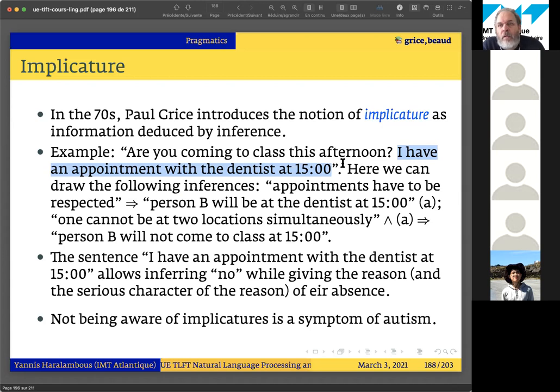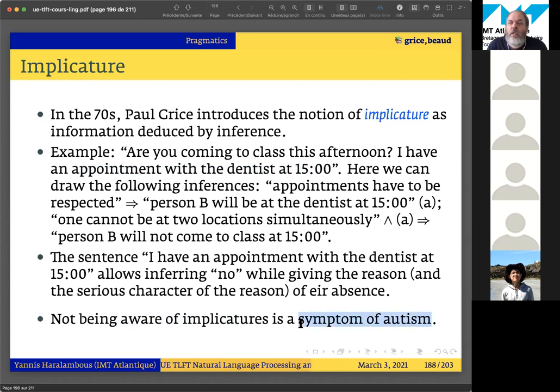Then the fact that I cannot be at two places at the same time, at the dentist and in class. And third piece of background information, 3 o'clock is part of the afternoon. Probably the class is also at 3 o'clock or a bit earlier. So from all of these pieces of information, I can logically deduce the answer that no, I will not come to the class. And this is something we are doing subconsciously. Some people are not doing this, and this is a symptom of autism.